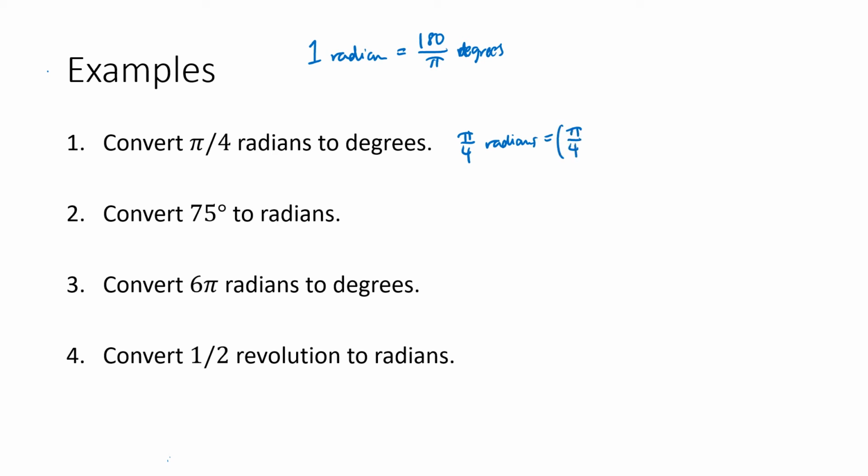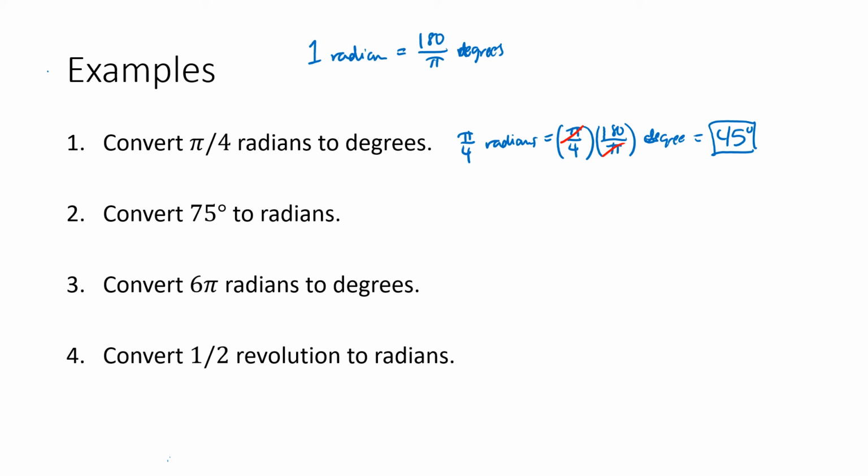So that's pi over 4 multiplied by 180 divided by pi. We can simplify that by dividing out the pi's. 180 divided by 4 works out to be 45. So our answer here would be 45 degrees.